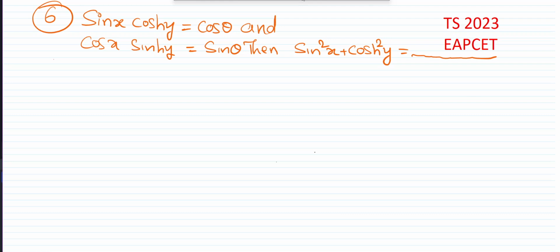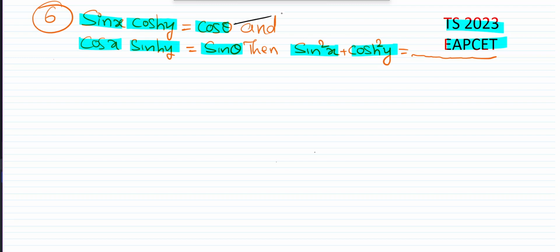This is the sixth question from hyperbolic functions, TIPS&TRICKS 23 question. Sin x into cosh y is equal to cos theta, and the second relation, cos x into sinh y, is equal to sin theta. Then sin square x plus cosh square y is equal to dash. Here two equations are given, this is the first equation and this is the second equation.